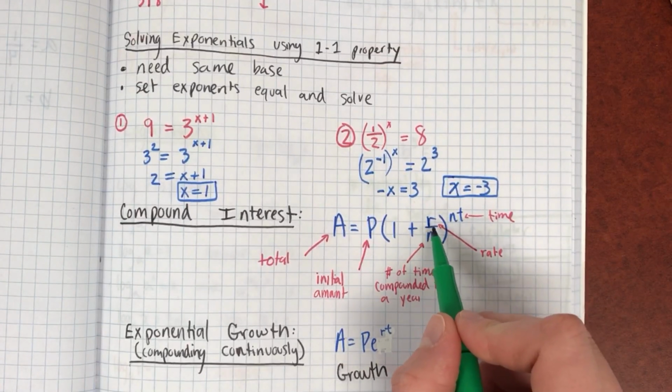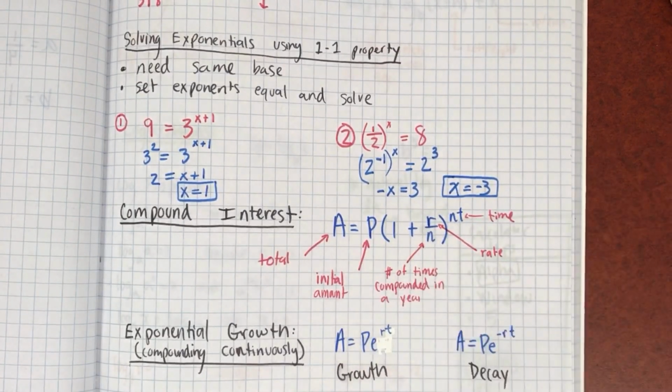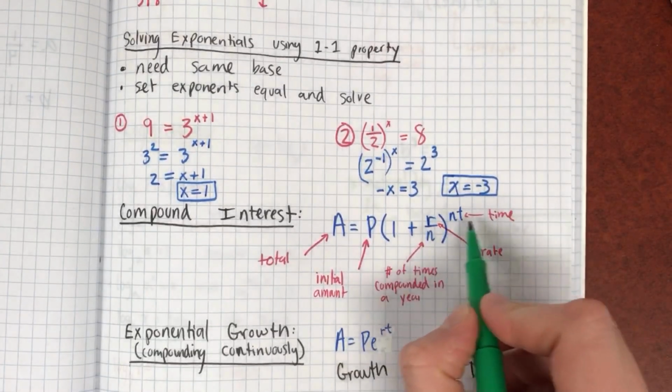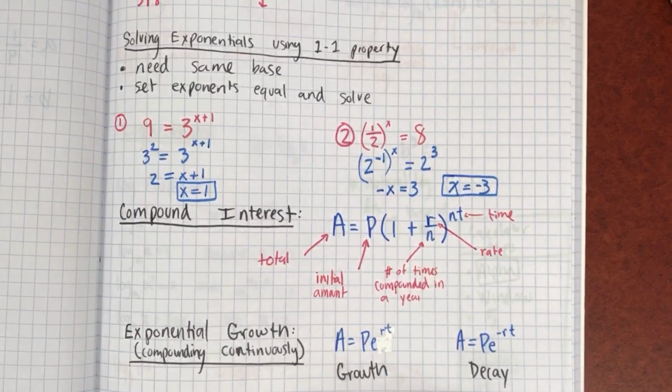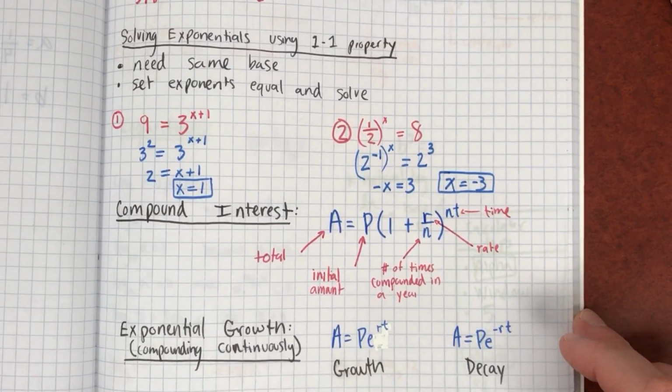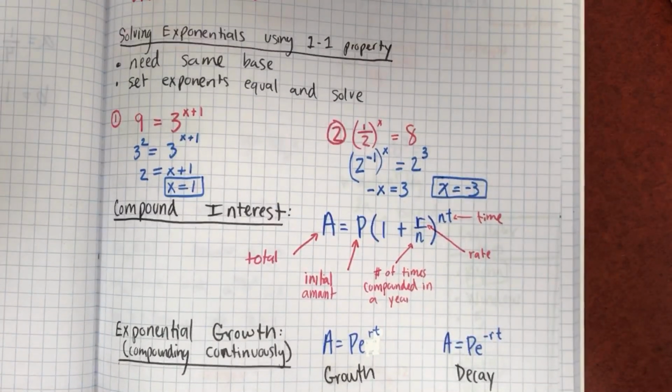And our R is our rate, and we need to convert that rate to a decimal. Okay, it might be 3%, so then we would change that to 0.03. And then T is time, and time's always in years.